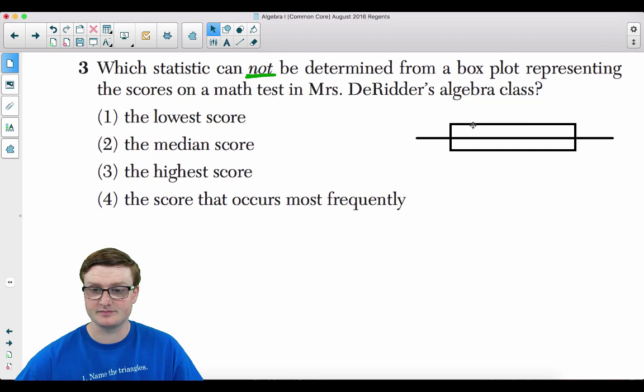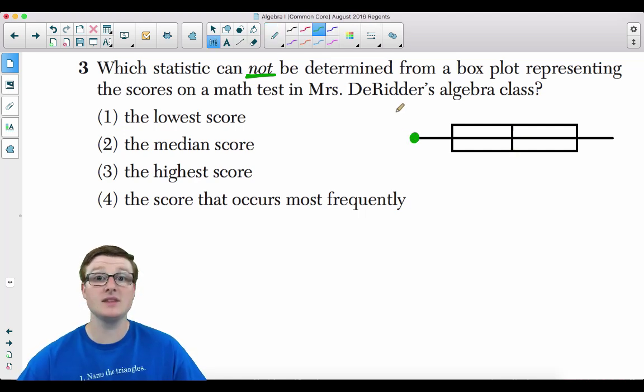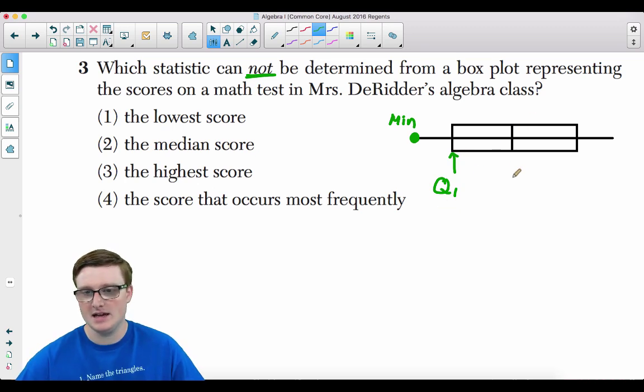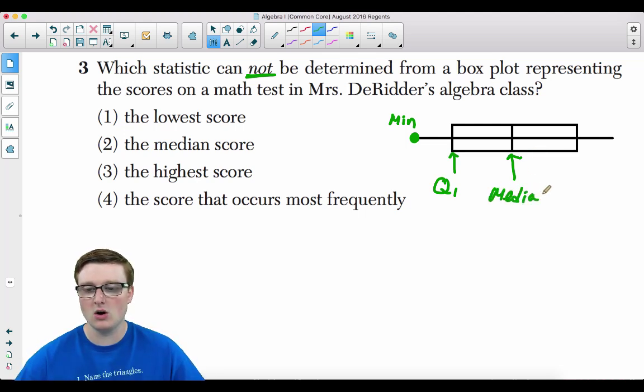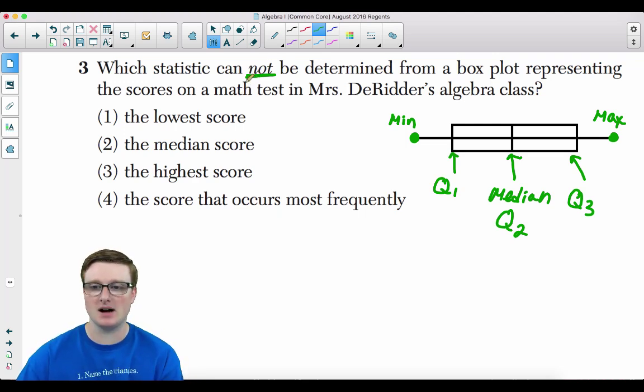And there are just some values on the box plot that you need to know. So this point right over here, that is known as your minimum value or your minimum point. The first line that you see in the box is called your quartile 1. Your first quartile. This line that you see right over here in the middle of this box, it doesn't necessarily have to be in the middle, but I just decided to put it there. This is known as the median, or the quartile 2, or the second quartile. The line that you see over here, this is known as your quartile 3, and this point over here is your maximum value. So it's saying which statistic cannot be determined from the box plot.